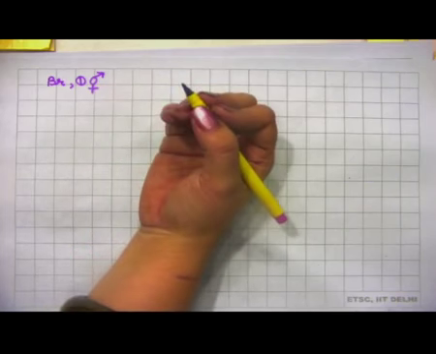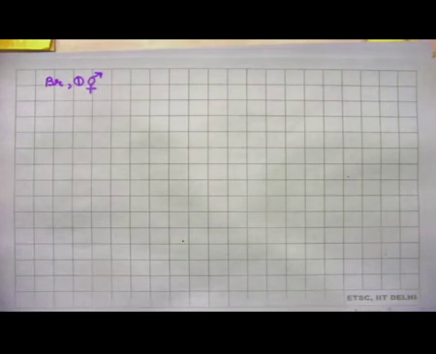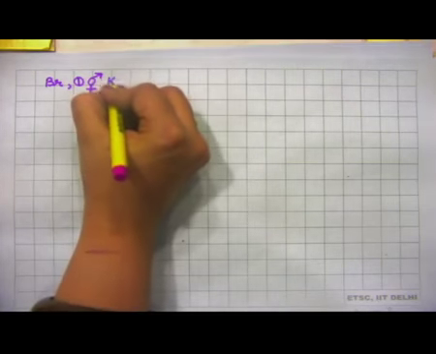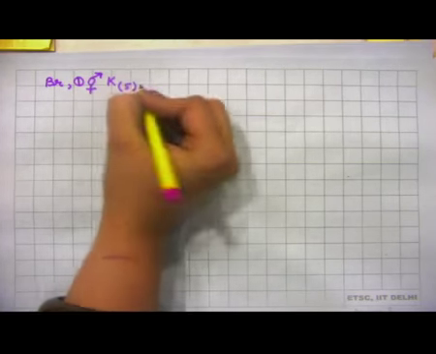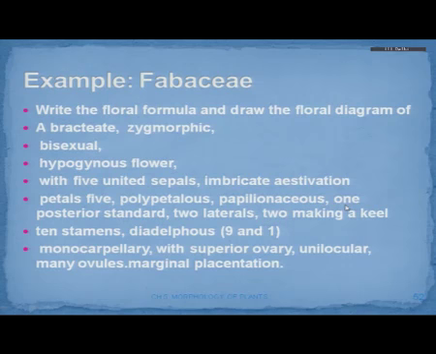And the flower is hypogynous, so we will write G and underline it to show the superior ovary, but we will do it later. Now there are 5 united sepals, imbricate estivation. So sepals 5 and united. Estivation is not shown in the floral diagram. Then the petals are 5, polypetalous, papilionaceous flower. How is this papilionaceous flower arranged? 1 posterior standard, 2 laterals, 2 making a keel.